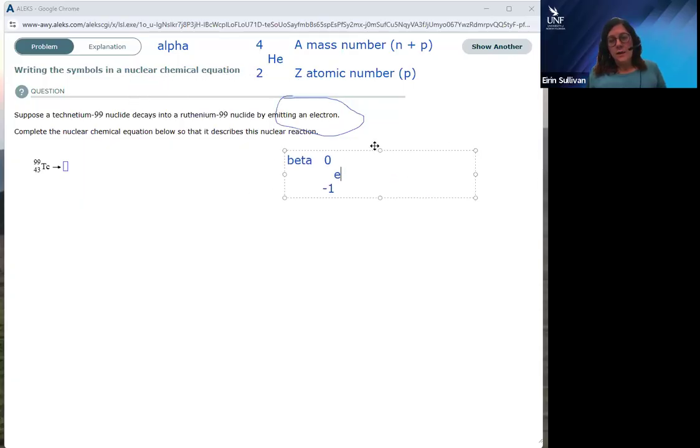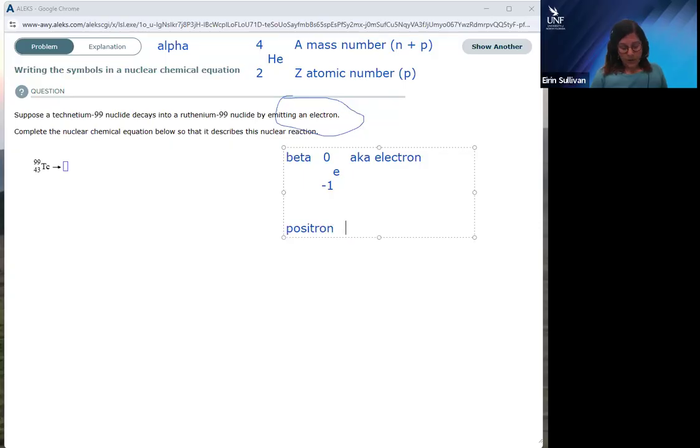We would usually write e for electron like so. Other subatomic particles that appear in nuclear equations include a positron, which is the antimatter partner of an electron. A positron is a positively charged electron. It still has zero mass, but has a +1 charge instead of -1. That would be a positron, which we usually call e plus, I believe.